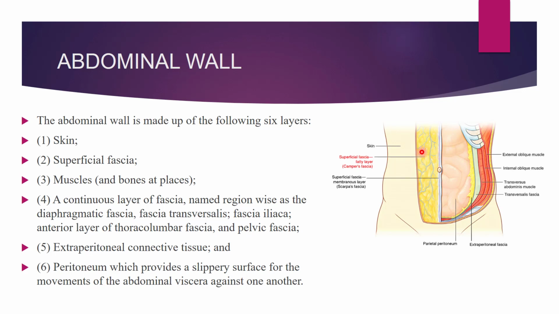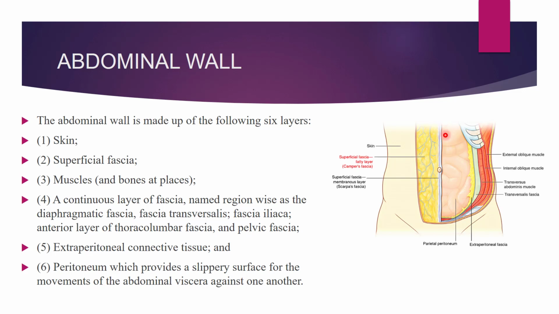See here, this is the skin of the abdomen, and this whole abdominal wall consists of many layers. There are 6 layers of the abdomen. Number 1 is the skin. Then when we remove the skin, there will be the superficial fascia. This is the superficial fascia.